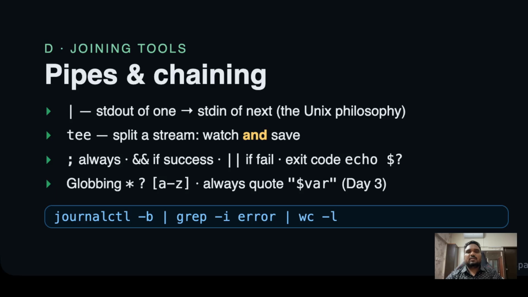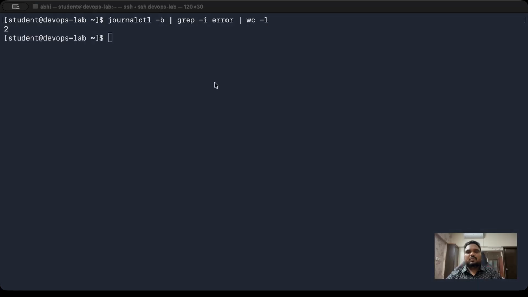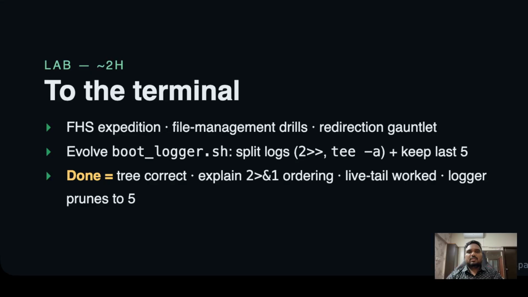Let's run a real pipeline. journalctl -b pipe grep -i error pipe wc -l. So what did this command give us? We used one line but three tools. Get this boot's log with journalctl -b, keep only the lines mentioning error, and then finally count them with wc -l. That's the whole game. Now that's the theory part.